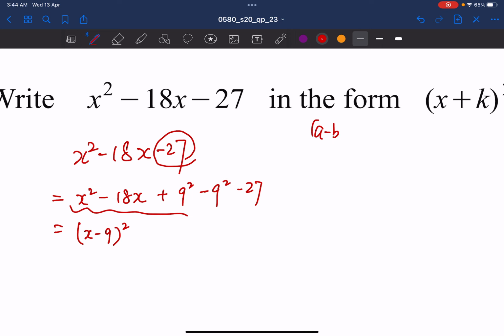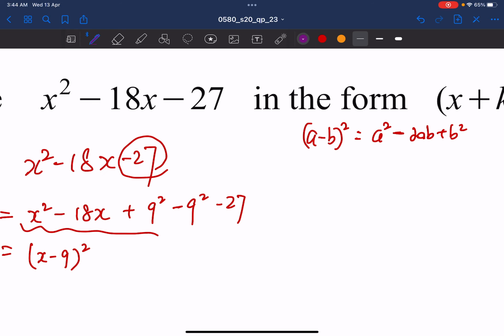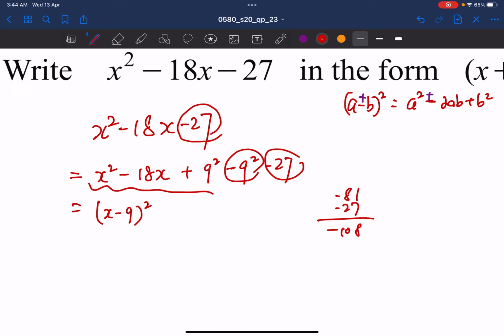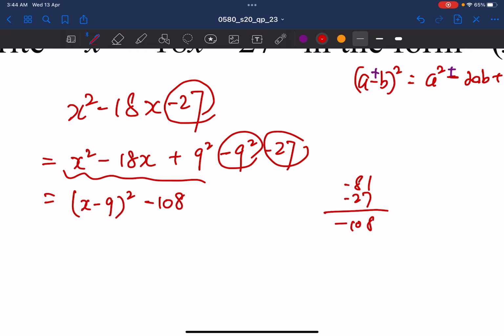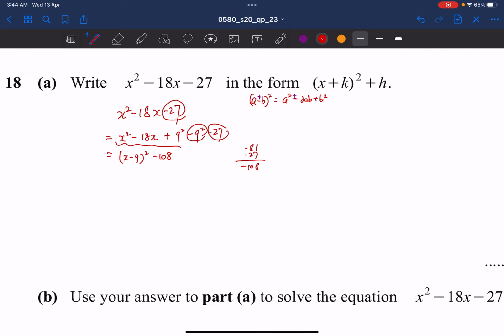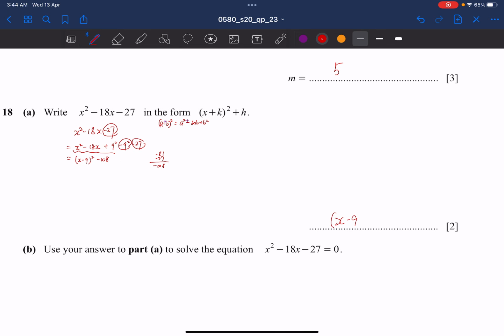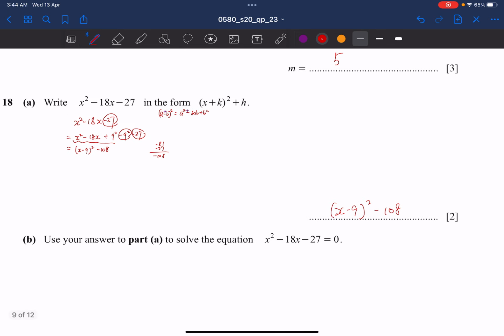Okay, (a minus b) squared is a squared minus 2ab plus b squared. If it is plus, then here is plus. Okay, so this negative 81, negative 27, so it's negative 108, right? It's negative 108. Okay, so it will be (x minus 9) squared minus 108.